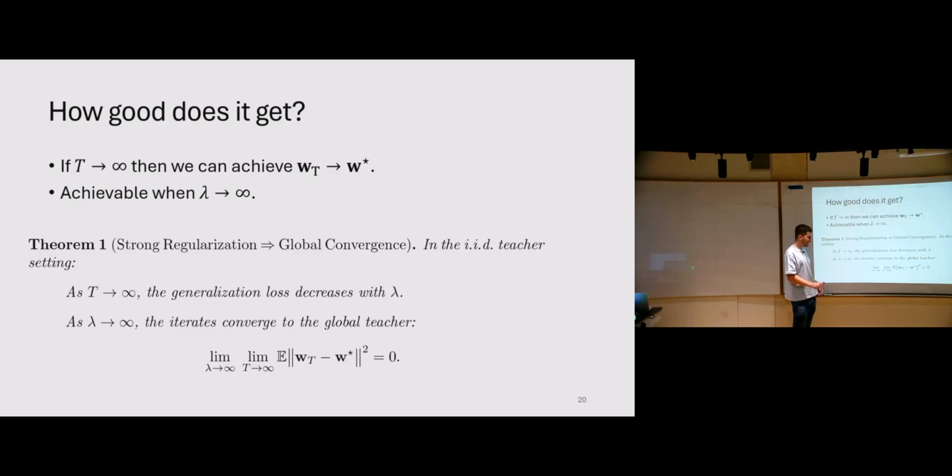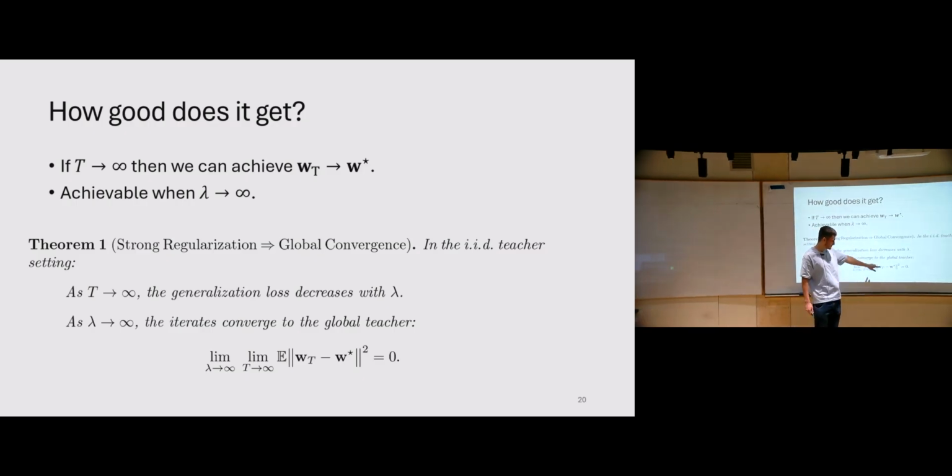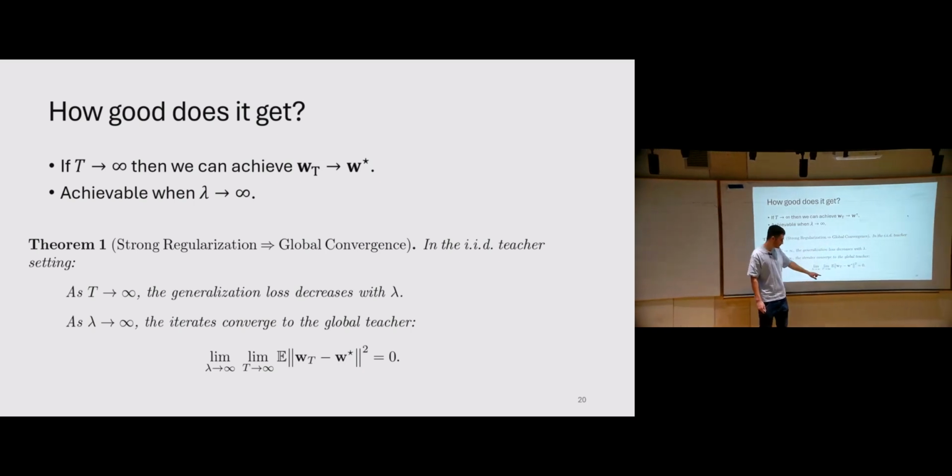So we find that as t goes to infinity, the generalization loss will decrease as a function of lambda. And as lambda goes to infinity, the iterates converge to the global teacher. So you first take the limit of t to infinity, then you take the limit of lambda to infinity. Imagine you had the infinite task horizon, you ran it with some lambda, then you took the limit of lambda to infinity, and the expected distance of Wt from W star will go to 0.